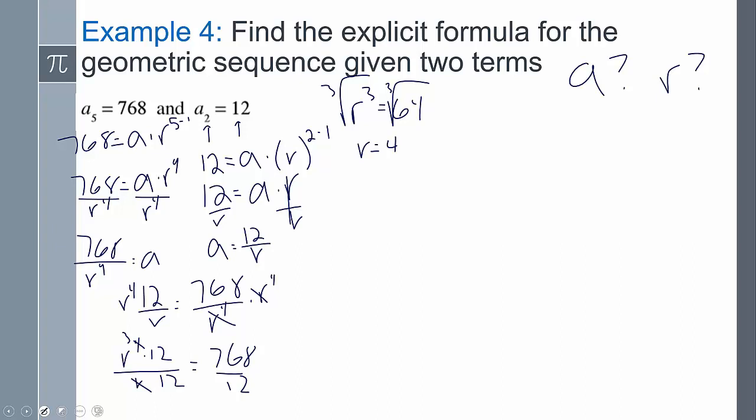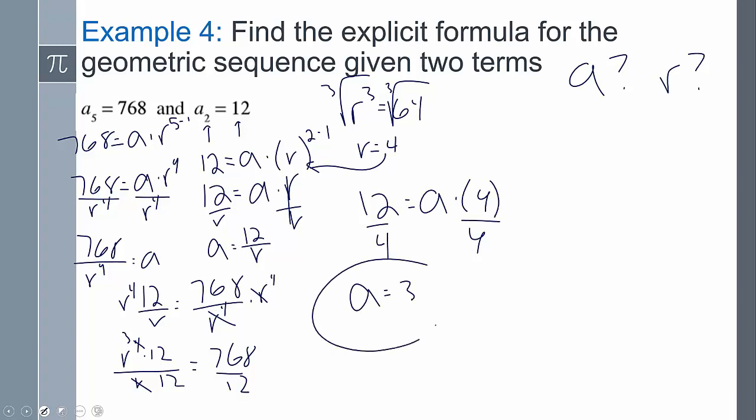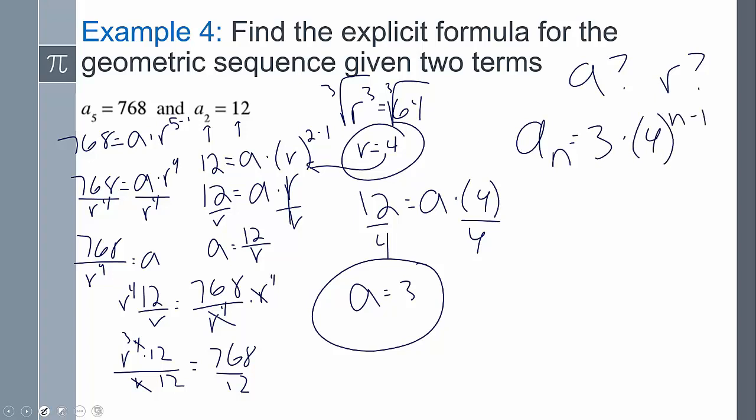Now I can take that and plug that into one of the equations I've already established. I'll plug it into this one. So 12 equals a times r. Divide both sides by 4. A equals 3. So now that I have my a and I have my r, I can write my equation. So a sub n equals a times r to the n minus 1, where n is greater than or equal to 1.